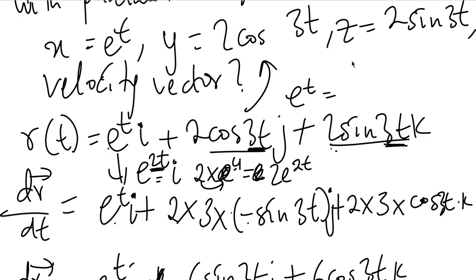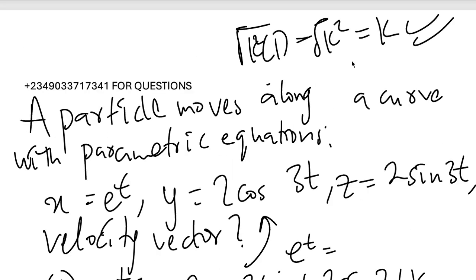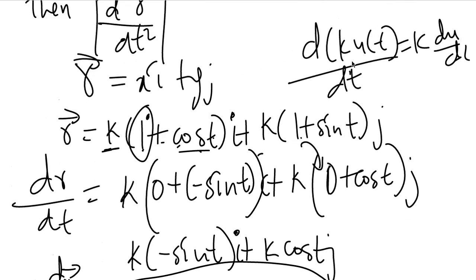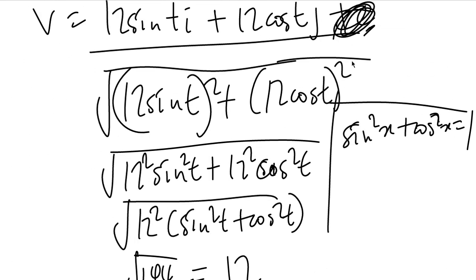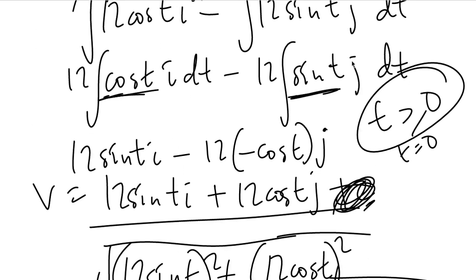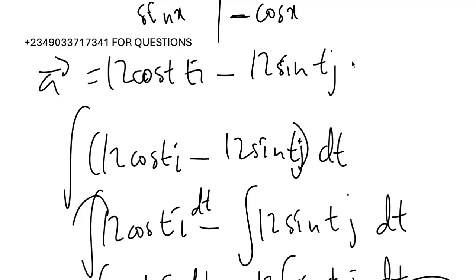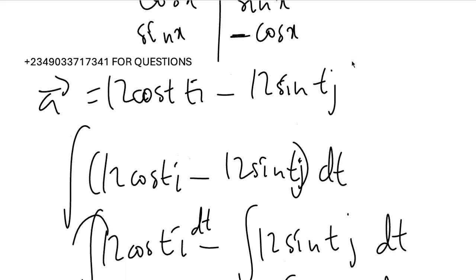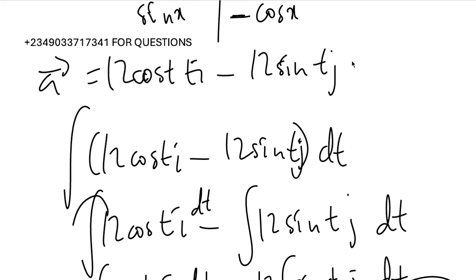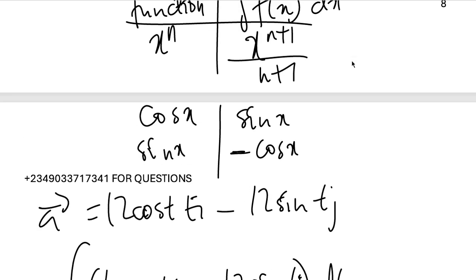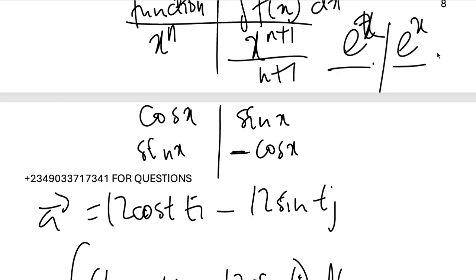But before we continue with this, based on all that I've solved, I just solved one question on integration. Based on the fact that if you are given the acceleration and I ask for the velocity, all you simply need to do is to integrate the acceleration, and you get the velocity. And I mentioned x to the power of n, cos of x, and sine of x. The same applies to e to the t, e to the x. Integral of e to the x is still e to the x. So if you are given a function, you should be able to integrate.